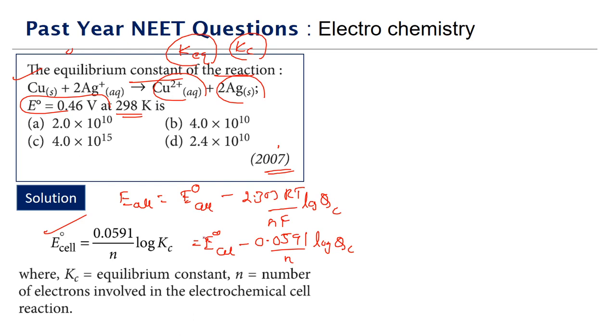Here when we talk about the equilibrium, E cell will be 0 and QC becomes Kc. So then we will have the relation. What is the relation? E naught cell, just by taking it to the other side, E naught cell will be equal to what?